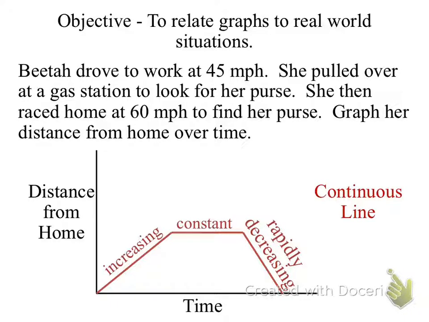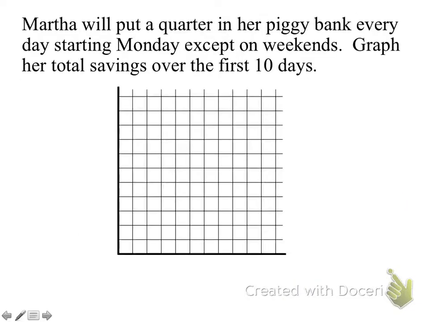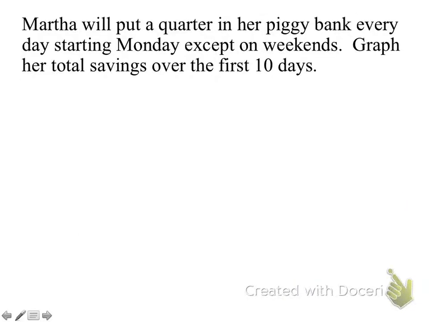As opposed to the one thing I want you to think of when it's continuous, it's constant. Every minute is being graphed. Does that make sense? Every second is being graphed, whether she's stopped or moving.